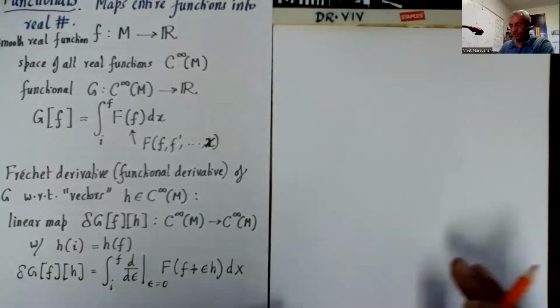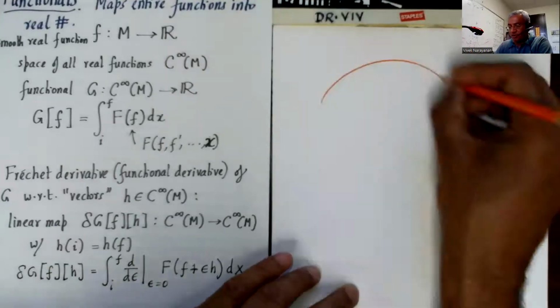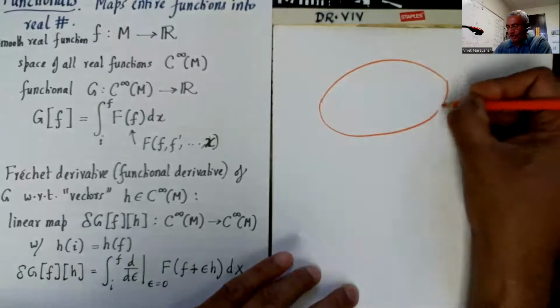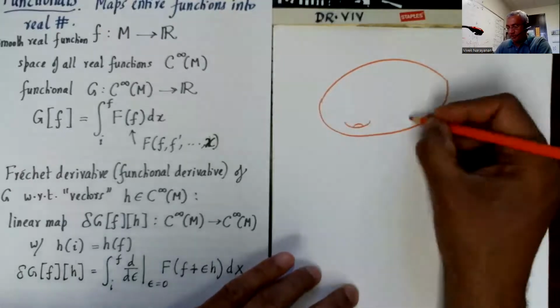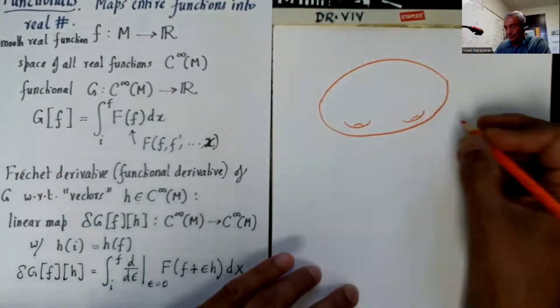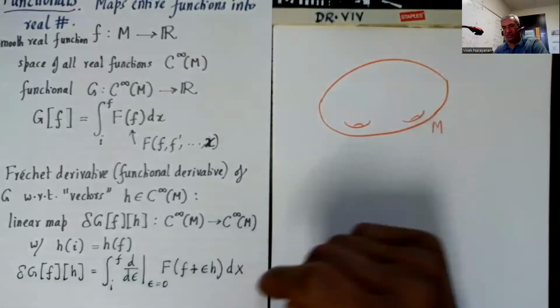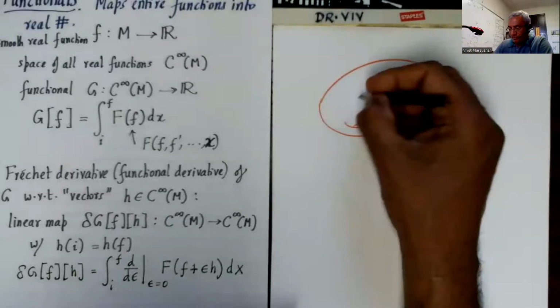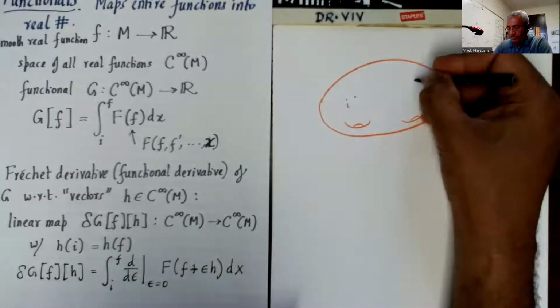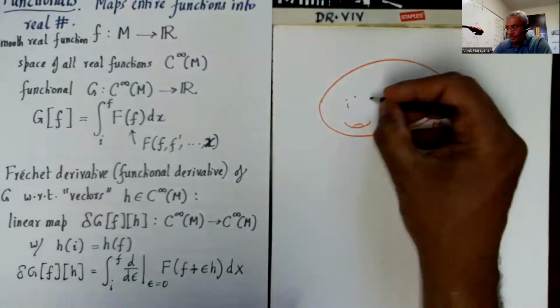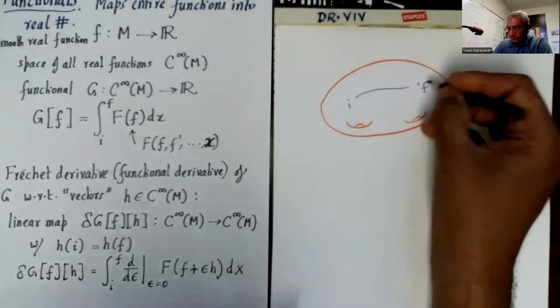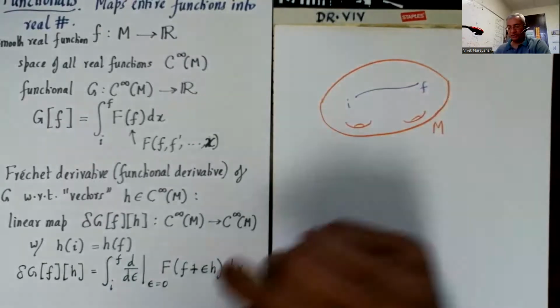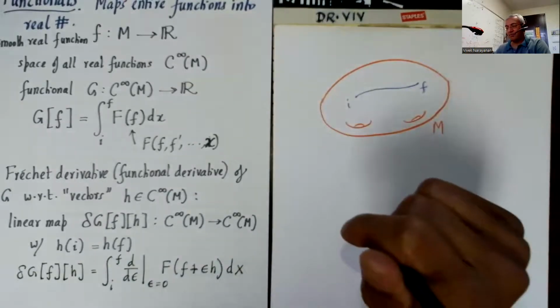This is the subject of variational calculus. So I'm going to draw my manifold M. In general, it can be a manifold with any number of holes, like a donut, for example. And then you have your initial point and you have your final point. Okay, you join them up by some path.